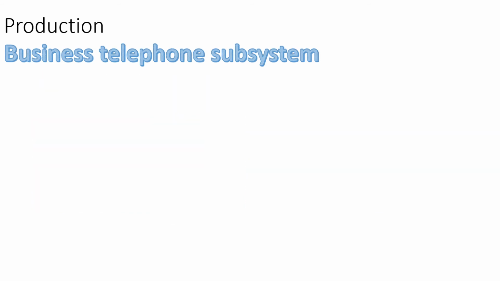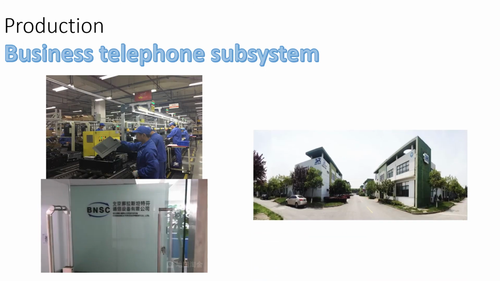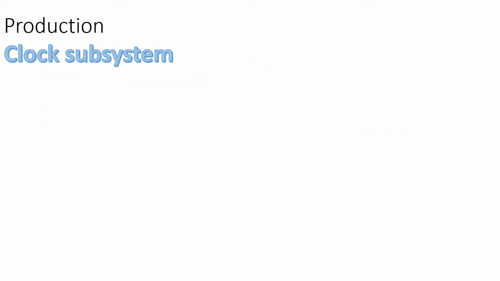And the third subsystem is the business telephone. A subway business telephone network can be composed of single or multiple units according to needs, which are composed of central telephone centers and sub-telephone units. And the companies that can produce the equipment are similar to the private telephone subsystem, as I described before.